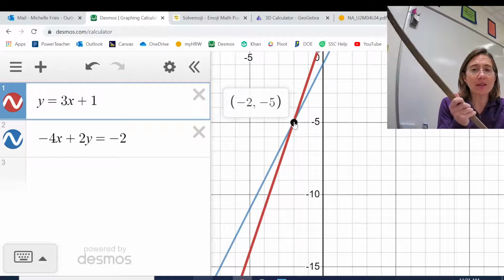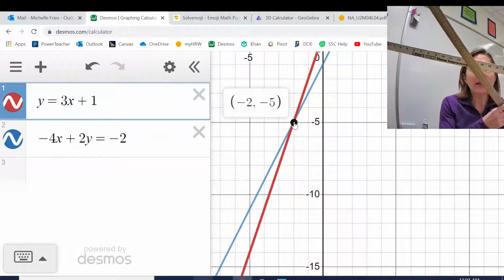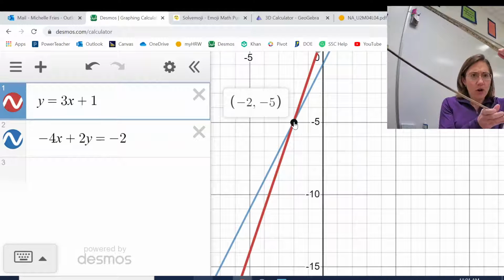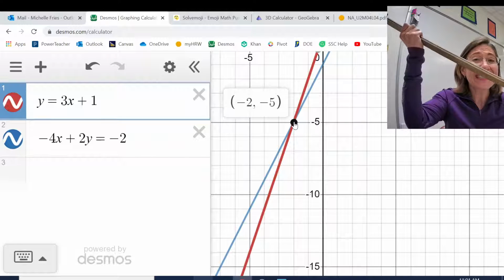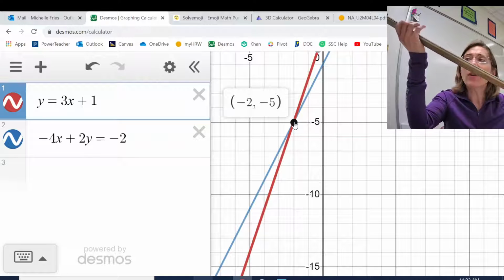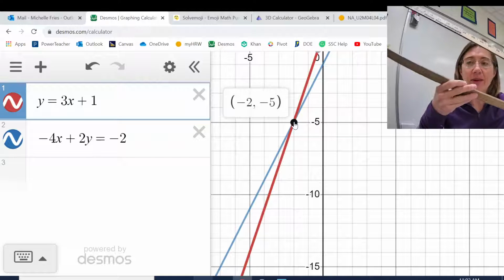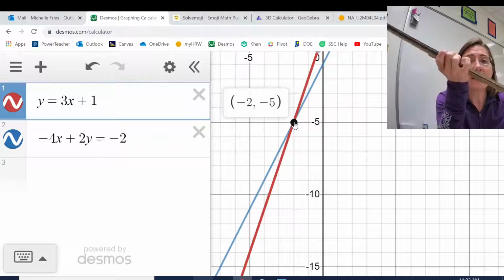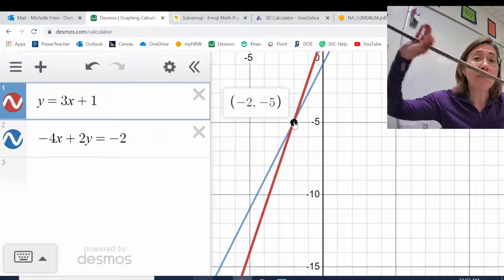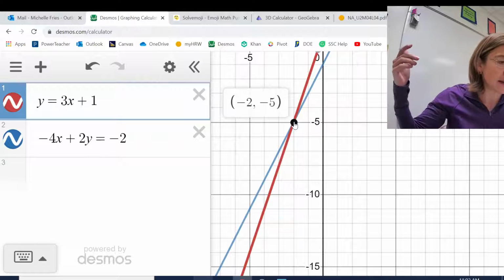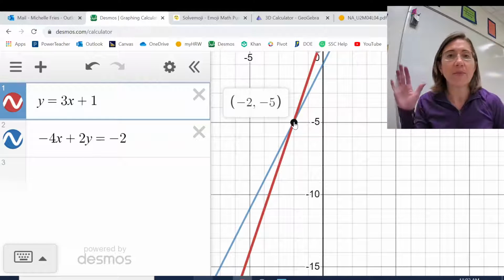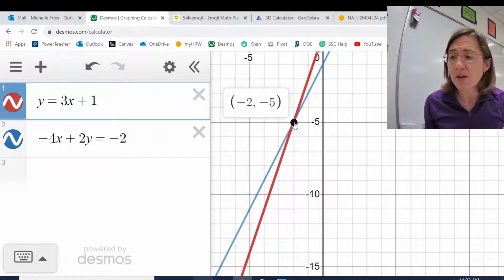The third way these two lines could interact, besides crossing somewhere or running parallel, is I might graph one and the other one might be the exact same line, in which case if this yardstick was red and this one was blue, the entire thing would turn purple. So that would be infinitely many solutions. So that's also a possibility that we'll see as time goes on. So that's a review from Algebra 1, you know that stuff.